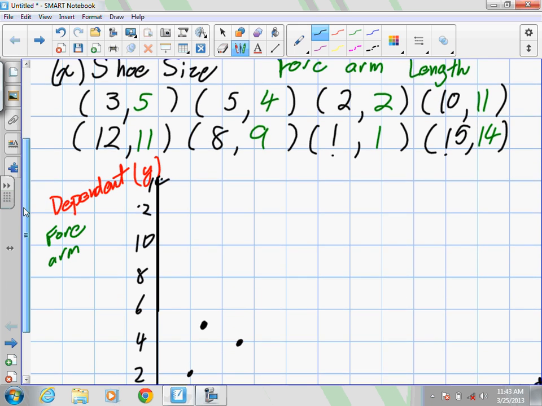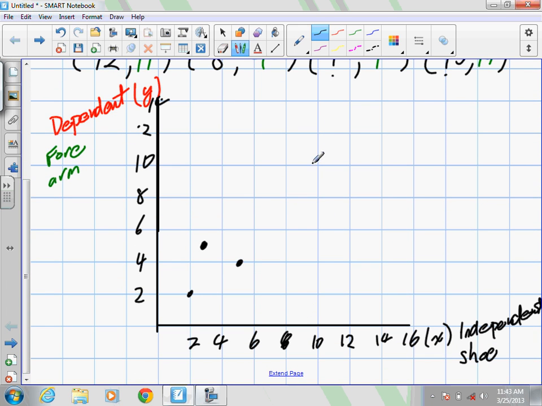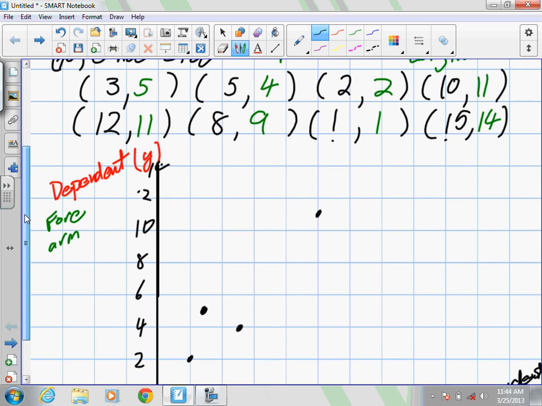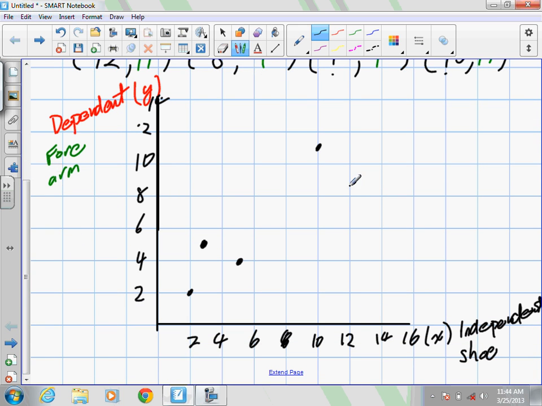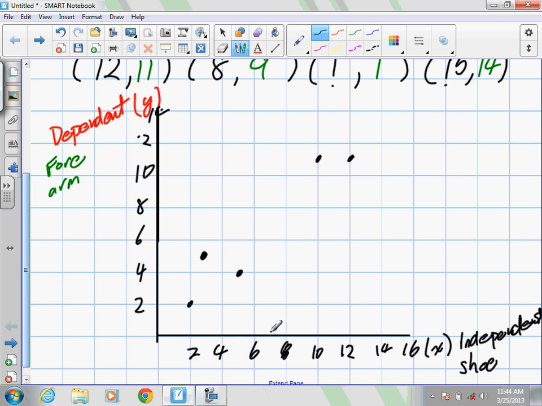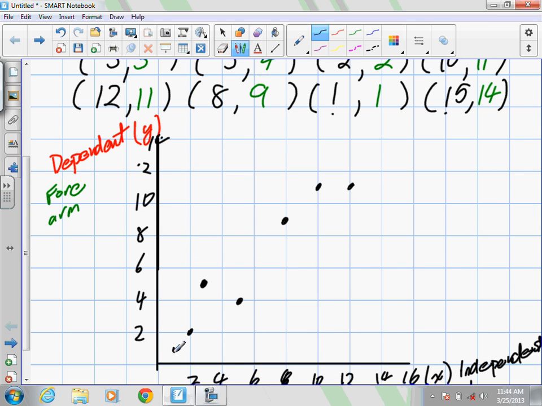10 and 11. 12 and 11. 8 and 9. 1 and 1. And 15 and 14, which would be here.